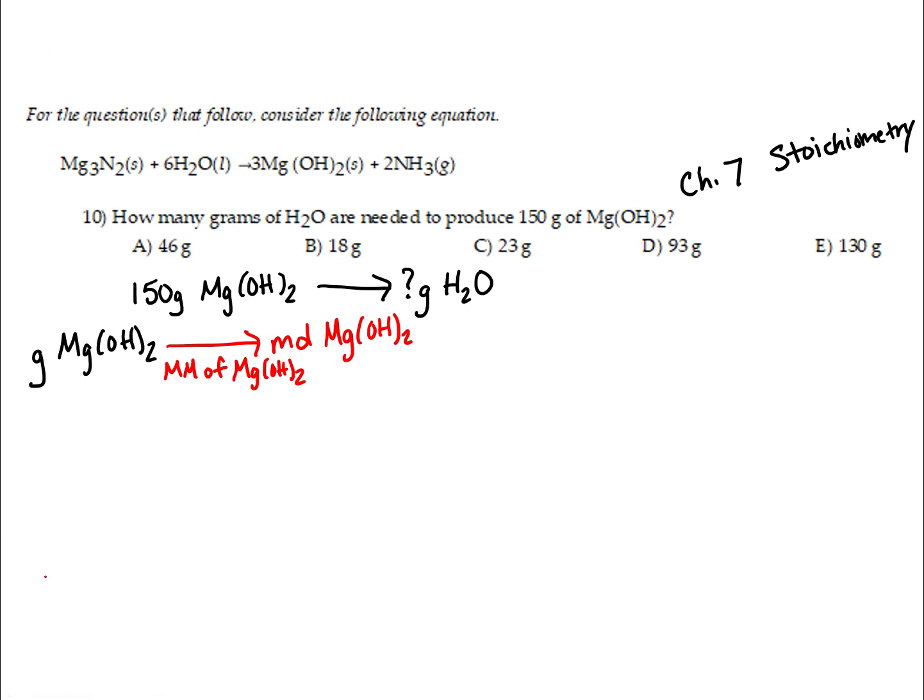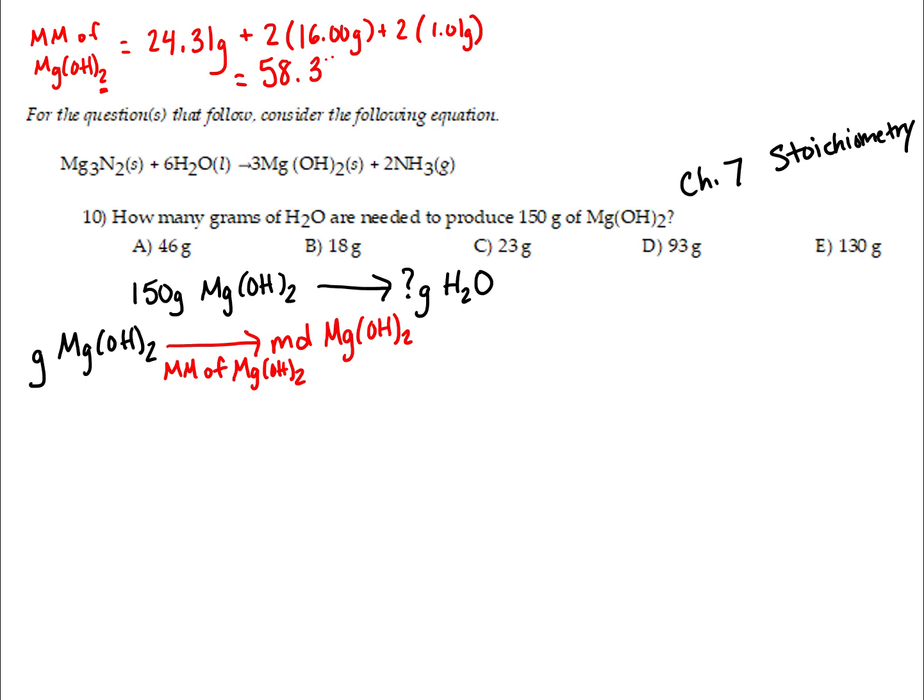To figure this out, you need your periodic table. You need to look up each of the elements and figure out what the mass is for each element. So magnesium, if you look that up, it's 24.31 grams. Plus we've got oxygen and hydrogen, and there's 2 hydroxides here. So that means 2 times oxygen and 2 times hydrogen. That gives you a total of 58.33 grams in 1 mole of magnesium hydroxide.